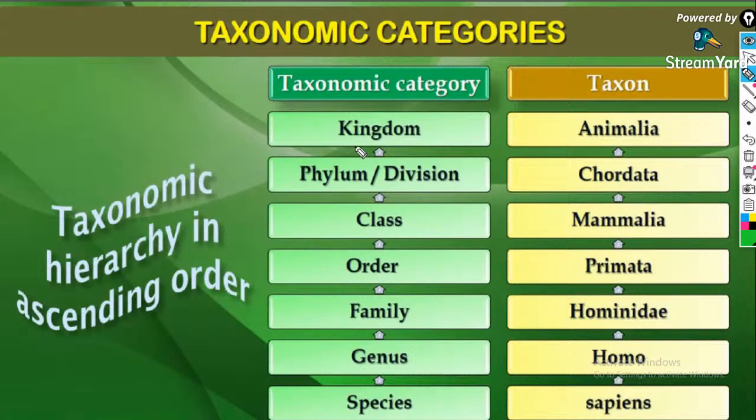Yes. So taxonomy category we are going to discuss. Guys, the easy method to remember this is KPC of GS. You have to remember this. KPC of GS means it is in the form of a descending order, right from kingdom we are moving on to the species. That is KPC of GS: kingdom, phylum, class, order, family, genus, species.